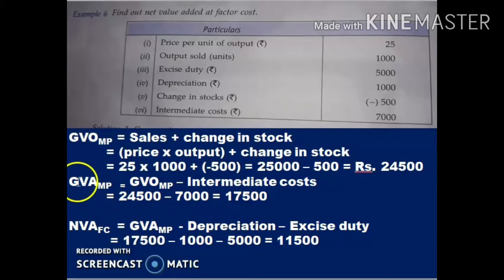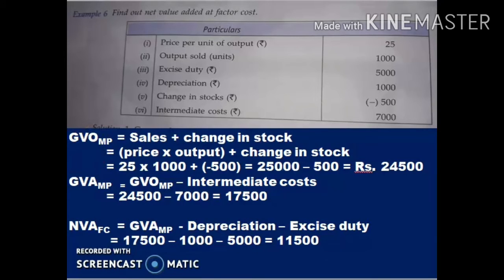Next you can see the terms VA, both are value added, both are same, so no change to be made there. Then here MP is to be converted to FC. So what will you do? It's a minus net indirect taxes. So you just find whether net indirect taxes is given in the question. Yes, excise duty is given. So you can subtract indirect tax, it is given in the question. So you have to subtract that value, so minus 5,000. So what will be the answer? 11,500 is the answer. Hope you understood.